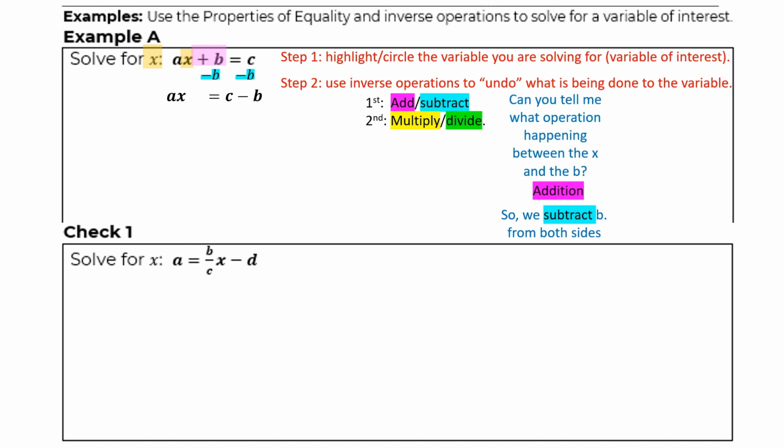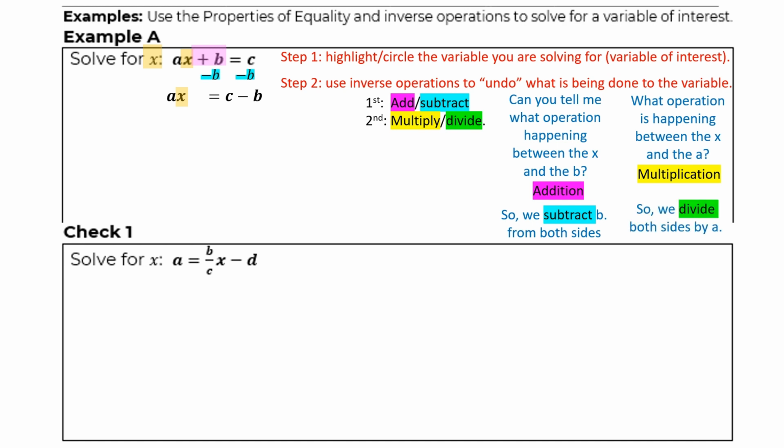And then what is happening between the x and the a? Well, that's showing multiplication. And the inverse or opposite of multiplication is division. So we're going to divide both sides of the equation by a. So our final answer, or our solution, is x is equal to c minus b divided by a.